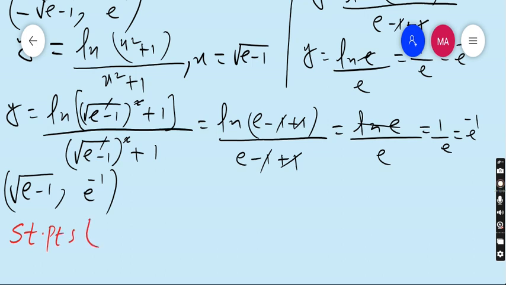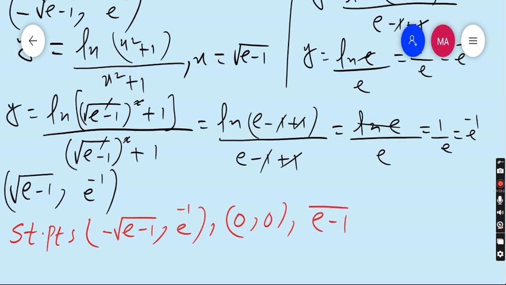Now we have three stationary points. One is (minus root of (e minus 1), e⁻¹). The second one is (0, 0) which we found, and the third one is (root of (e minus 1), e⁻¹). So these are three stationary points. A little bit lengthy but very easy.